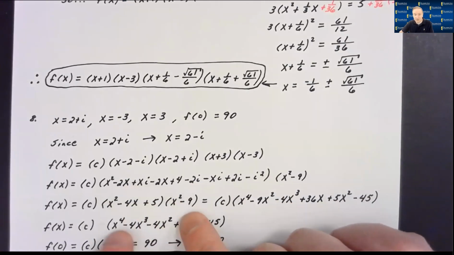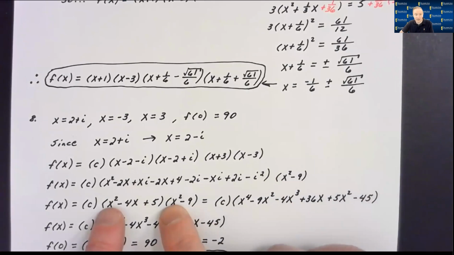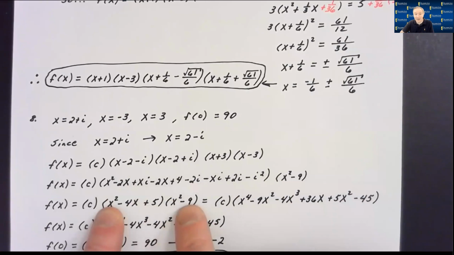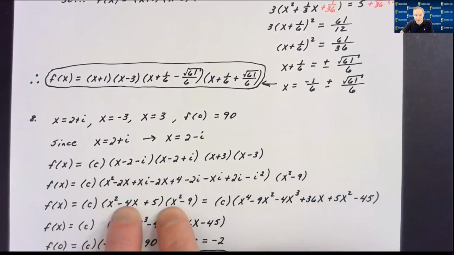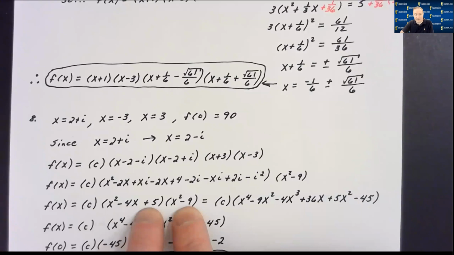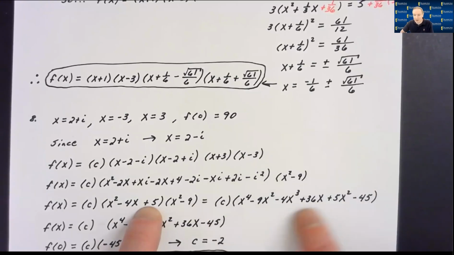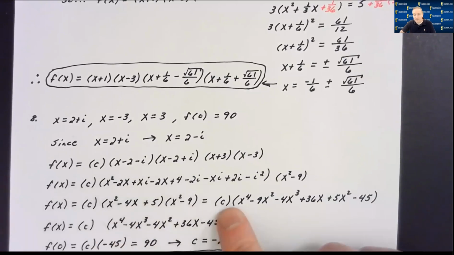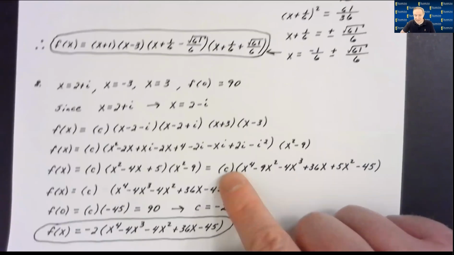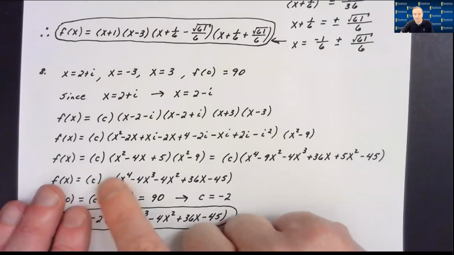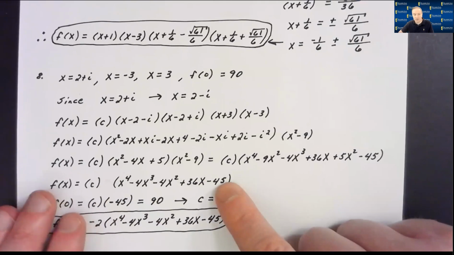So this time what I'm doing is I distribute the x squared times both of these terms. I got x to the 4th minus 9x squared, then distribute the minus 4x cubed plus 36x, and then distribute the 5x squared minus 45. So I get my polynomial. This polynomial could be multiplied by some constant coefficient c. I still need to solve for c. So then f of x is equal to c times this function right here.